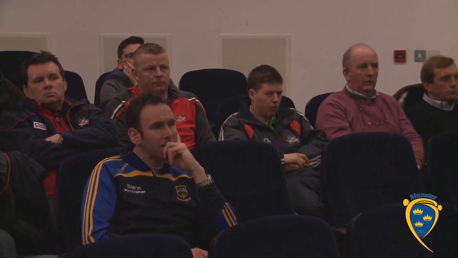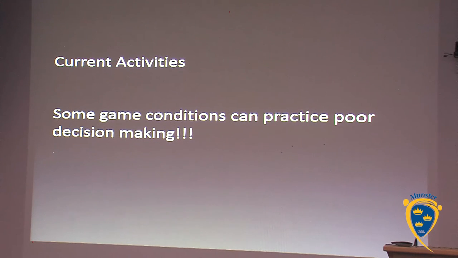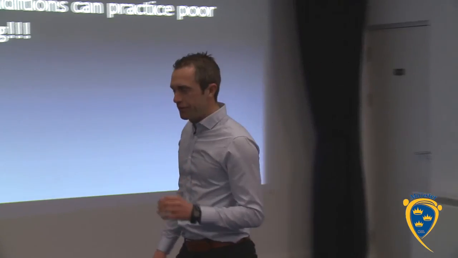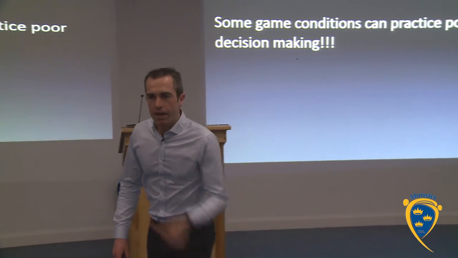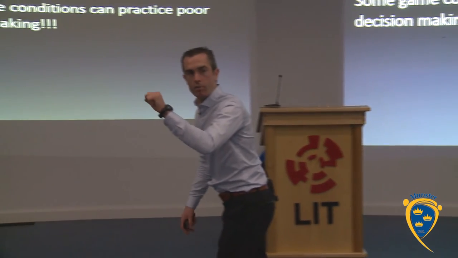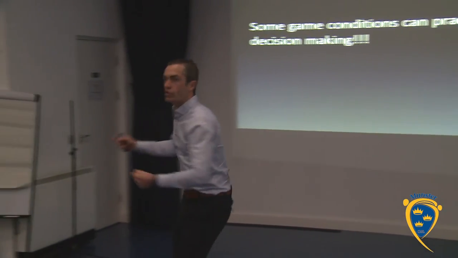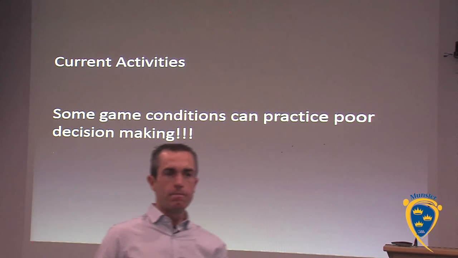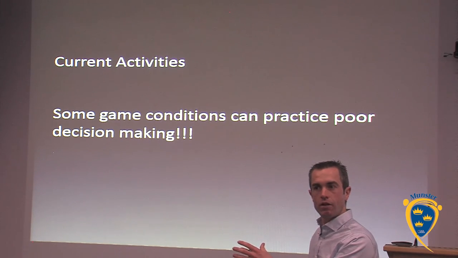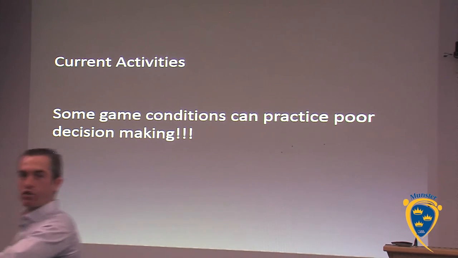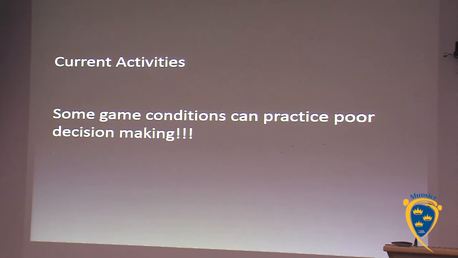Now, some game conditions that we set up practice poor decision making. For example, how many play a game where you need 6 passes before you can score? You need to tell me. Right, 6 passes before we score. I pass and I get it back on the third pass and I'm in for a score and I can't score, so I have to turn around and make another pass. And our ultimate goal is to score. So I pass again and he's in for a score and he can't score because, oh, we need 6.